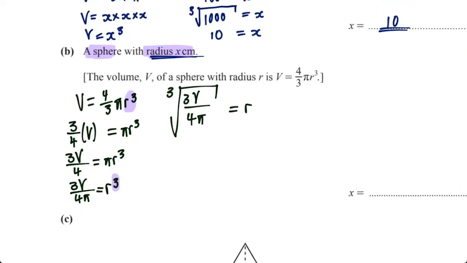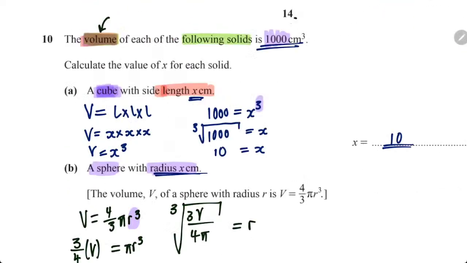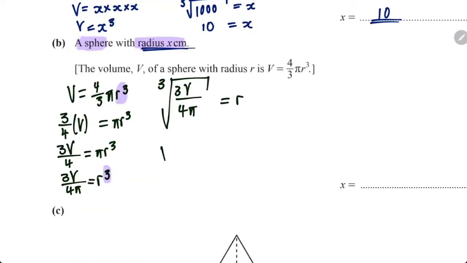Now, what did they say was the volume of it? 1000. So it's now going to be the cube root of 3 by 1000 divided by 4 pi is equal to r. Tell me what the answer is here.